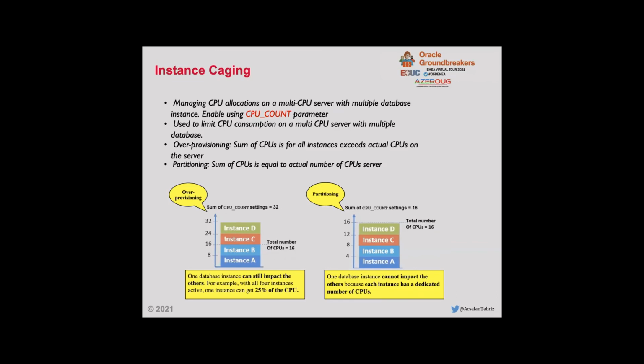With the first method, one database instance can still impact the others. For example, with all 4 instances active, one instance can get 25% of the CPU. The second method is partitioning. One database instance cannot impact the others because each instance has a dedicated number of CPUs.